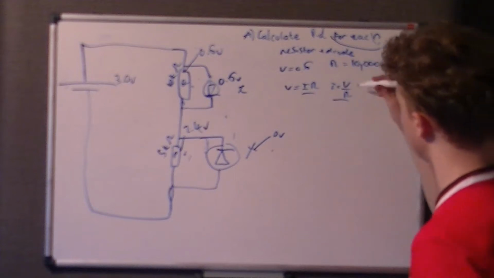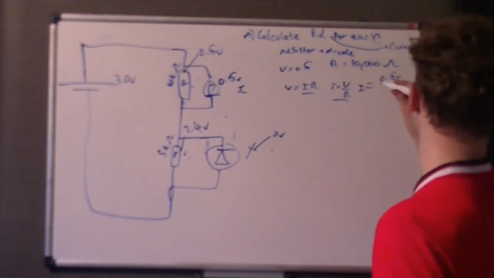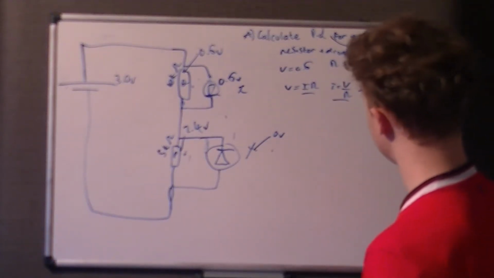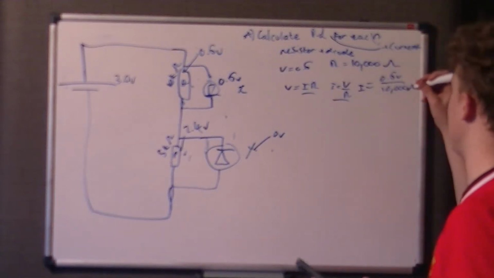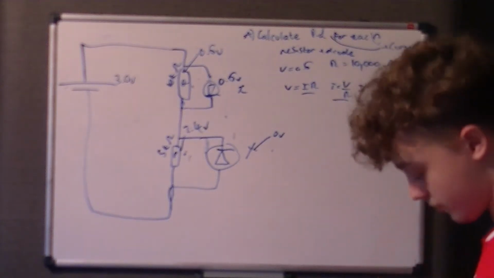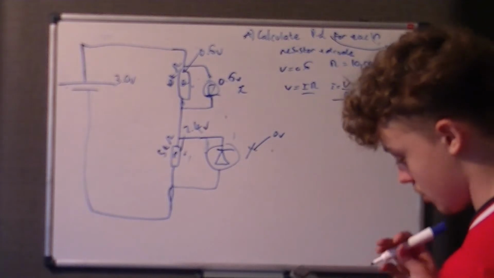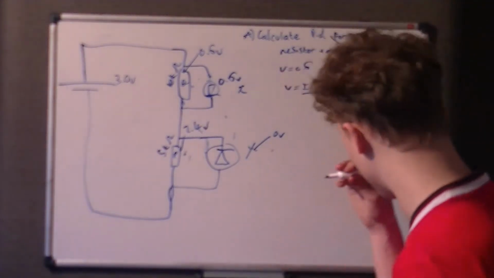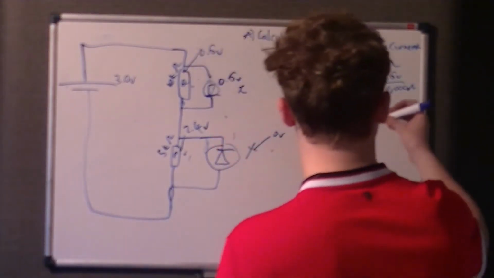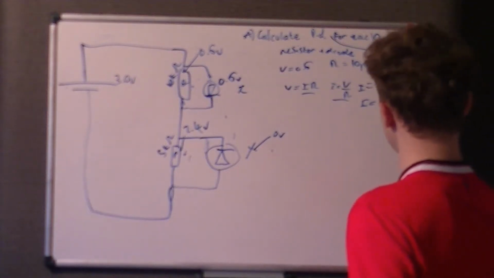We just substitute that in. So we get I is equal to 0.6 volts over 10,000 ohms. That gets us a current value of 0.6 over 10,000. I'm just going to write it in standard form, so you can convert it into decimals if you wish. 6 times 10 to the minus 5 amps.